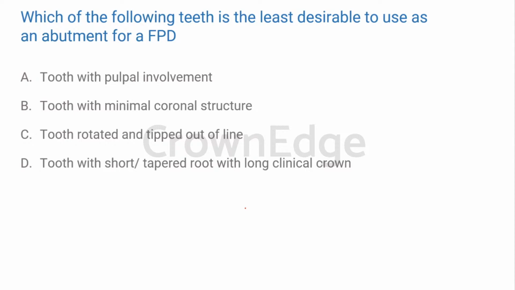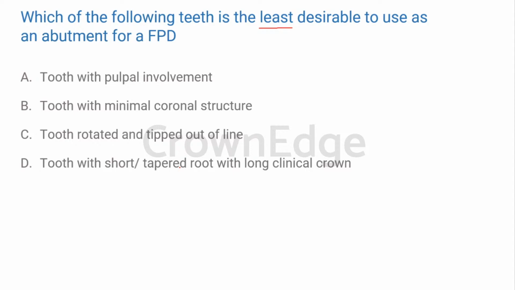So what you have to understand is tooth with pulpal involvement is an undesirable structure. Tooth with minimal coronal structure is also undesirable. Tooth which is rotated is also undesirable, or tooth with short tapered root with a long clinical crown, right? So the question they're asking is the least. We all know all four are undesirable, right, to use, but can we still make it better?